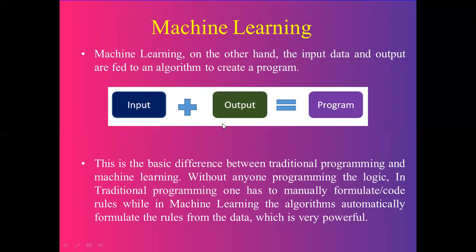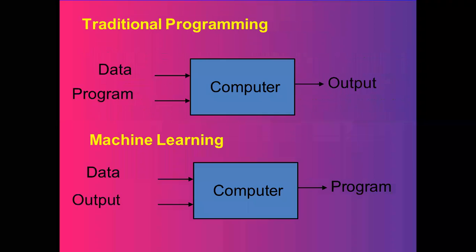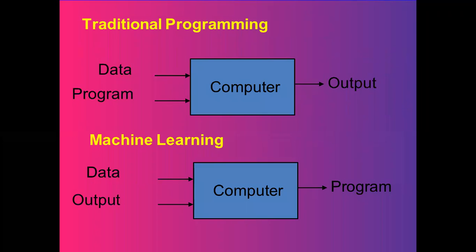So what is the difference between traditional programming and machine learning? This is the basic difference. In traditional programming, we have data and a program, and we get output. In machine learning, we have data and we know the output, and through some algorithms, after executing this, we get the program.